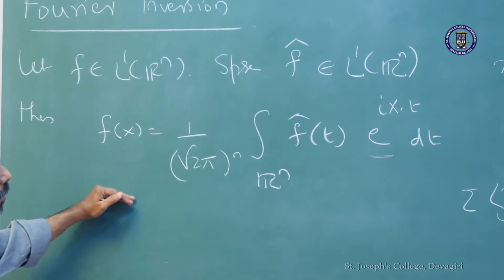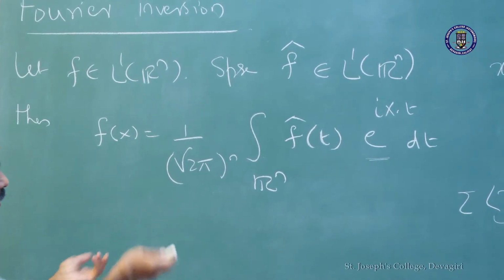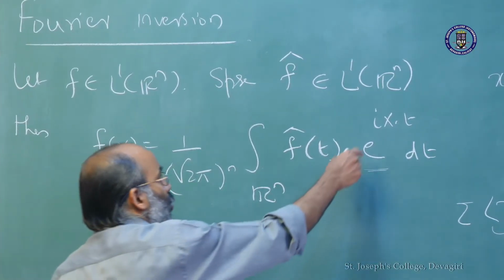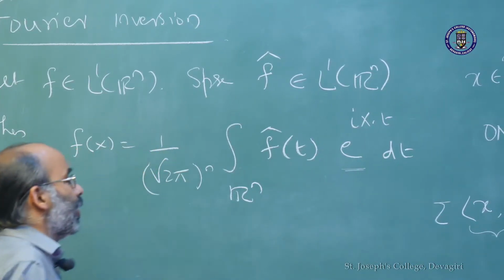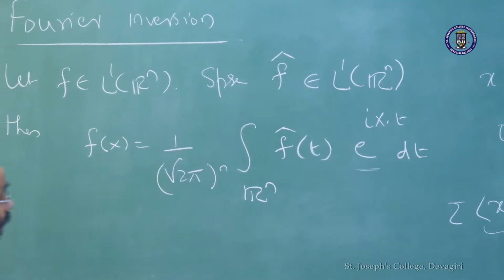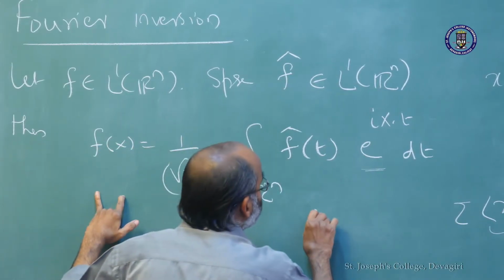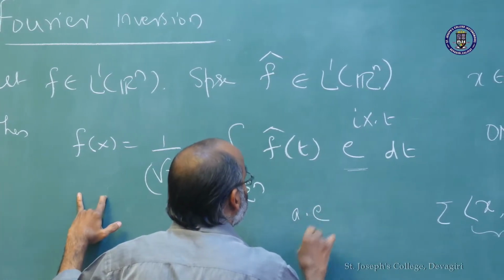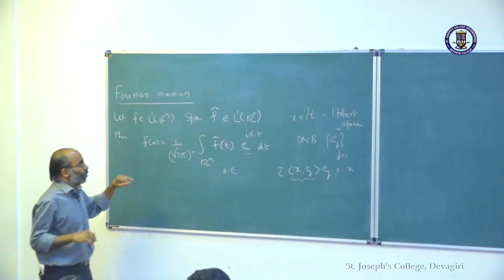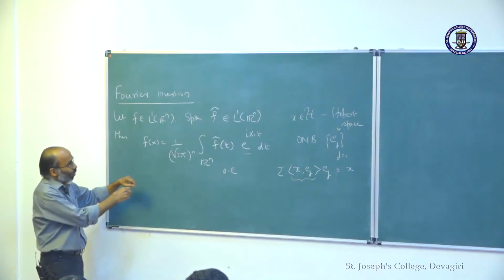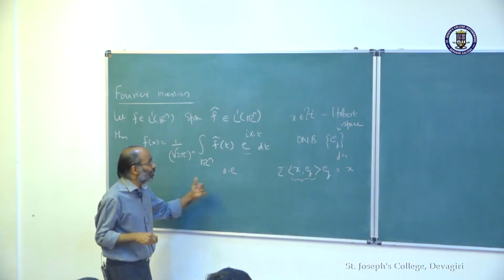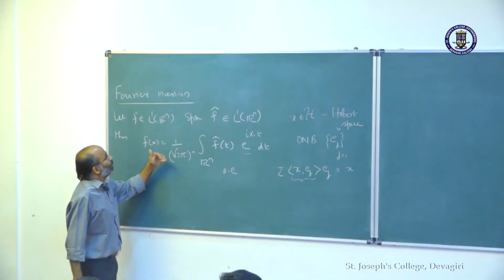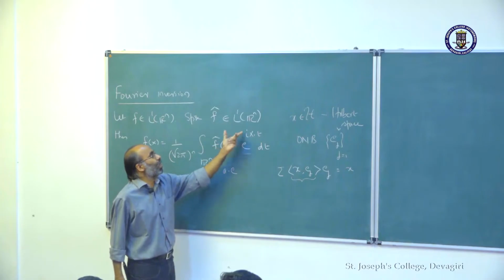If you prove this, you can prove it whether you put a 2 pi here or not. That's just a dilation, and you know how the Fourier transform behaves with respect to dilation. Well, this equality is true almost everywhere. So the points in the statement are very important. It's almost everywhere. Why? Well, notice that f hat is in L1.